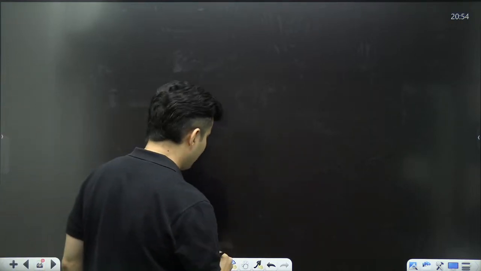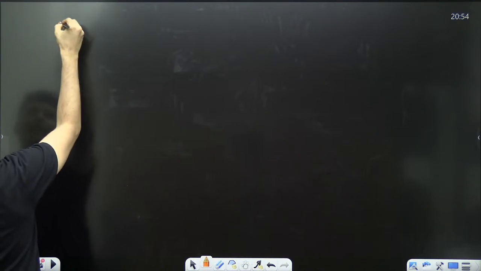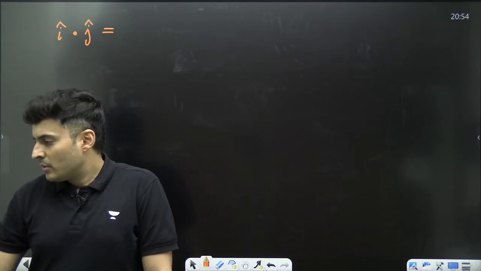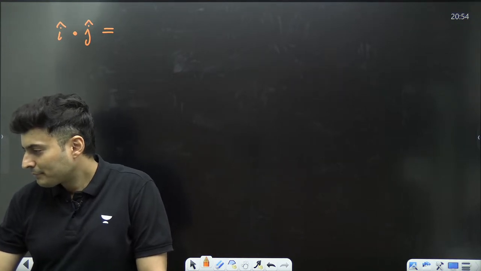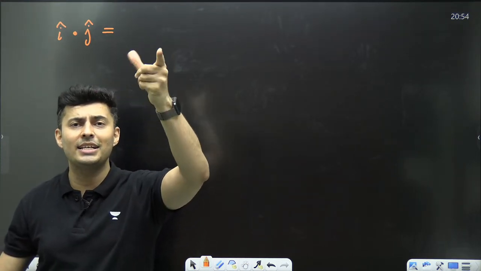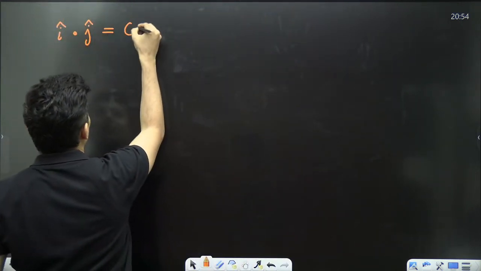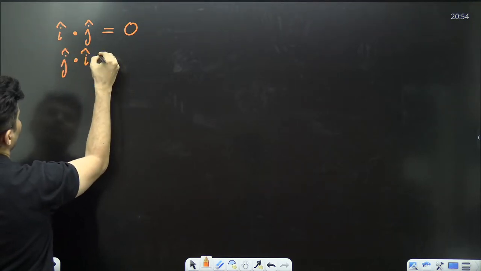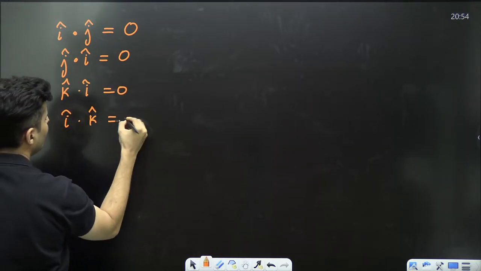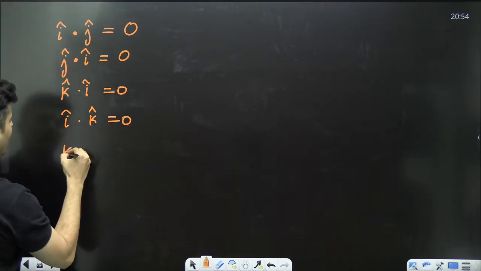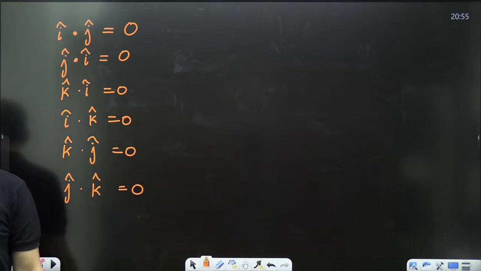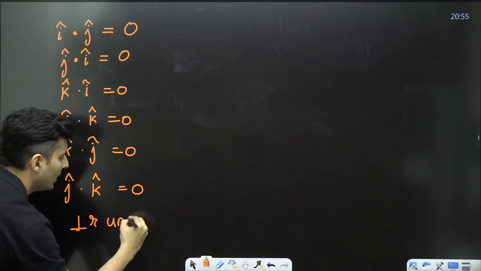Guys, can you tell me what will be I cap dot J cap? I is perpendicular to J, 90 degrees, gone, zero, big fat zero. In fact, not just this, J dot I is zero, K dot I is zero, I dot K is zero, K dot J is zero, J dot K is zero. Everything is zero because they are perpendicular, na? They are all perpendicular unit vectors.